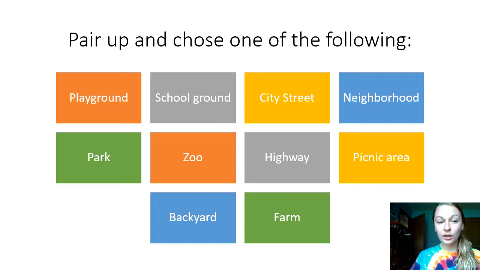I would first start out with the activity, so I would have the students pair up or work at their table depending on who's there, what the classroom setup is like, and how many people are around. So they would pair up and choose one of these following locations: playground, school ground, city street, neighborhood, park, zoo, highway, picnic area, backyard, or farm.